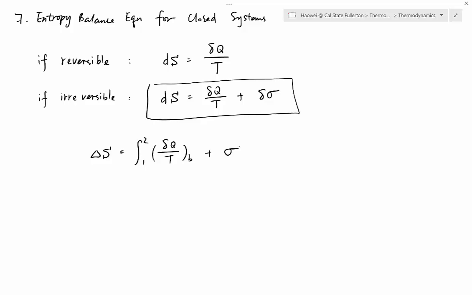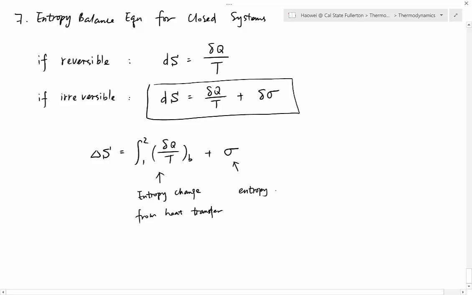Okay, so what does it mean? The left-hand side is delta S, the change of entropy, capital S. And the first term on the right-hand side tells you the entropy change coming from heat transfer. And the second term on the right-hand side is the entropy change from irreversibility. And sigma has a name, like we said before, it's entropy production.